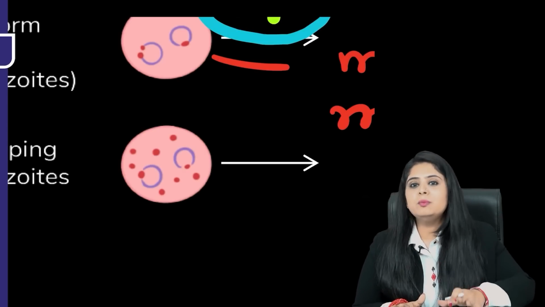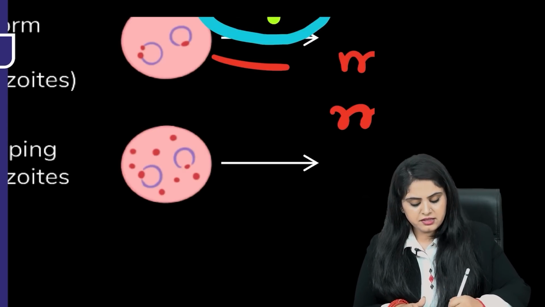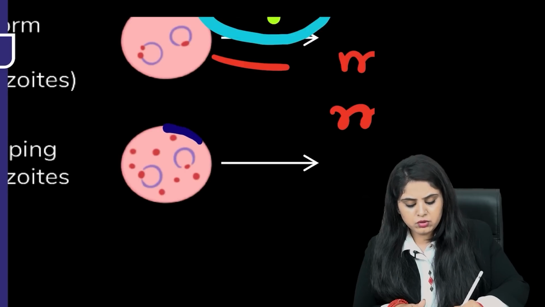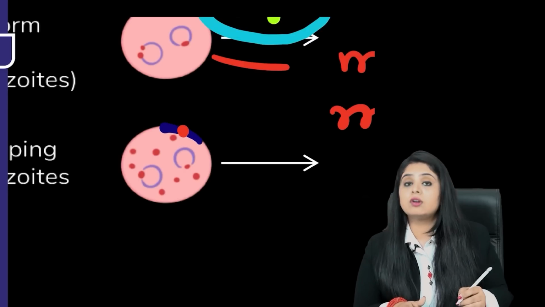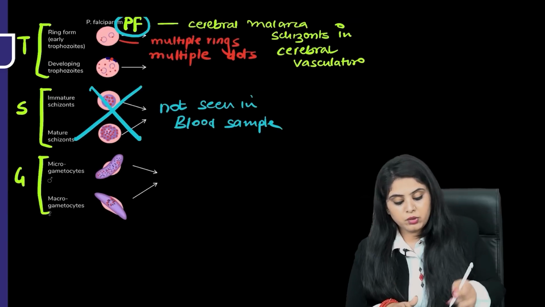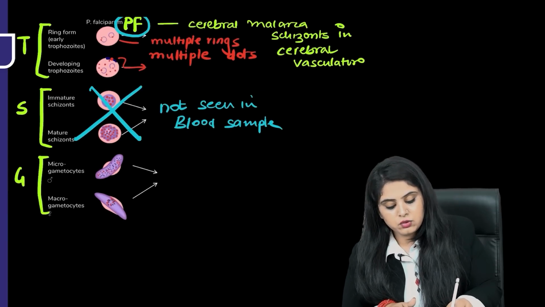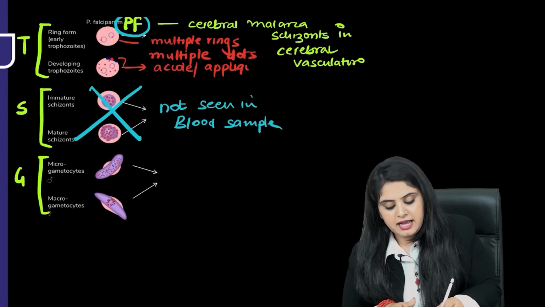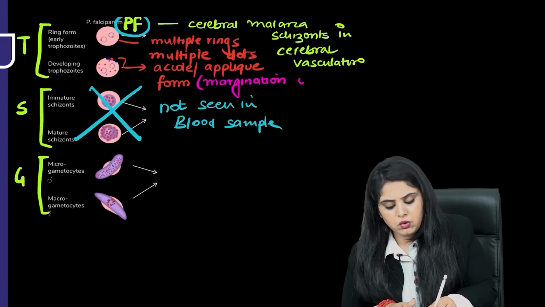Same way, when there are too many rings over here, one ring says, "There's no place, I am going and sitting in the corner." That ring decides that I'm going to go and sit over here. It has gone and got stuck on the margin. So what is that known as? That is referred to as the accole or the applique form. That basically means that there is margination of the ring. The ring decides that I'm going to go and sit in one corner.